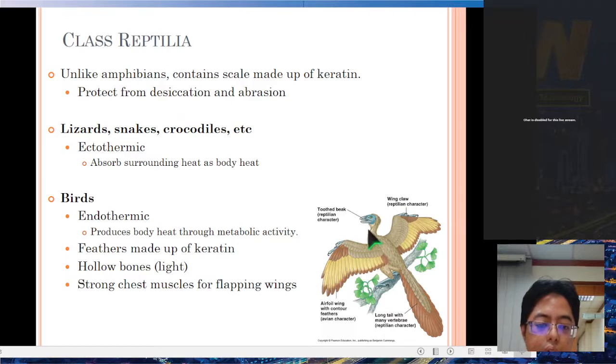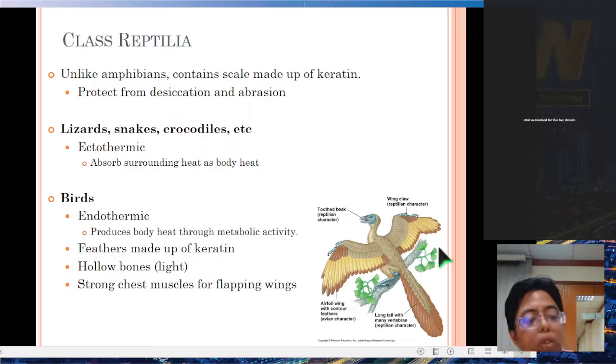Okay, so here is their ancestor. Okay, you can see this thing right here, it's both reptile and bird. So this used to be a reptile, but after many years of evolution, it grows a lot of feathers and also a pair of wings. So this thing right here has a tooth beak, an airfoil wing. Okay, but they have a wing claw. So this claw is for still reptile. Okay, long-tailed vertebrae is also reptile, but still they have the feathers like a bird.